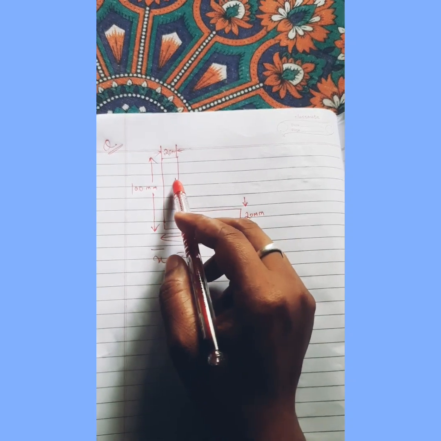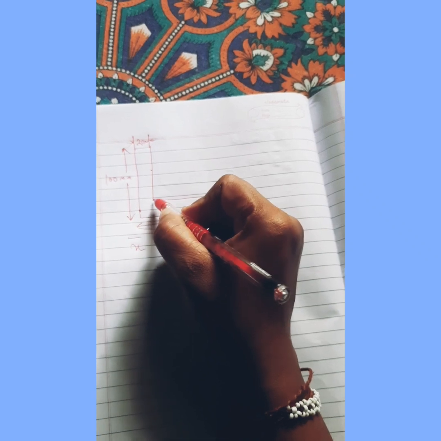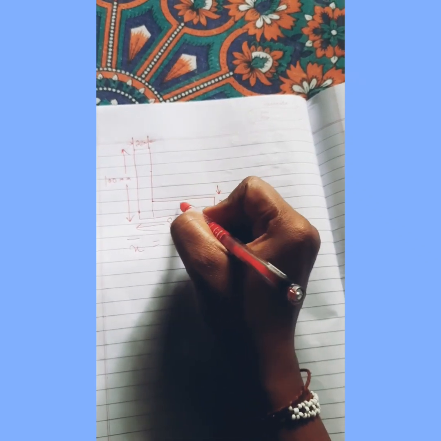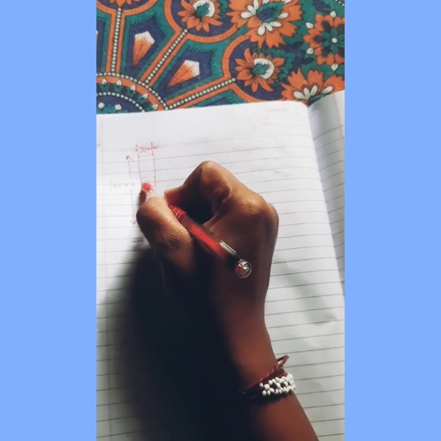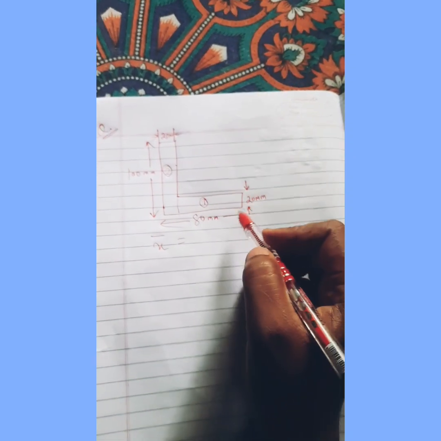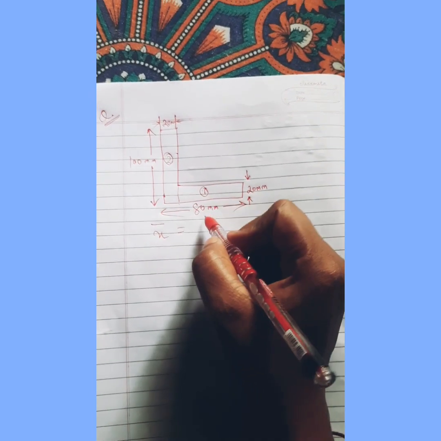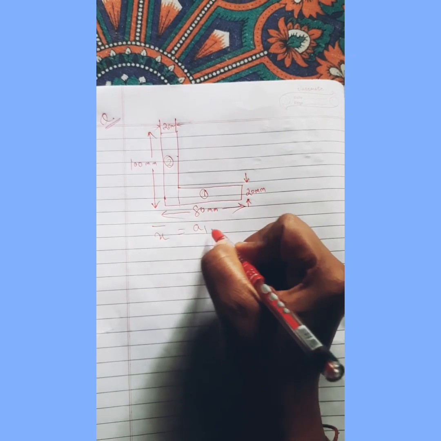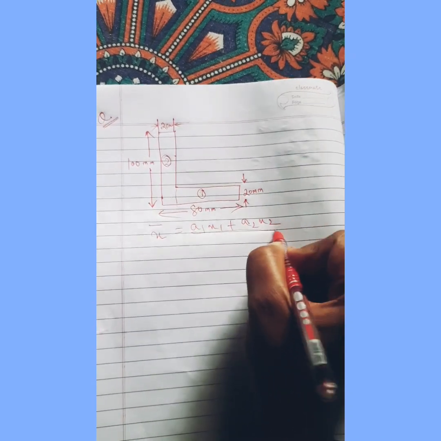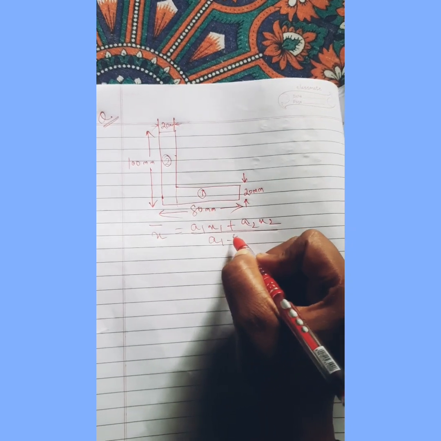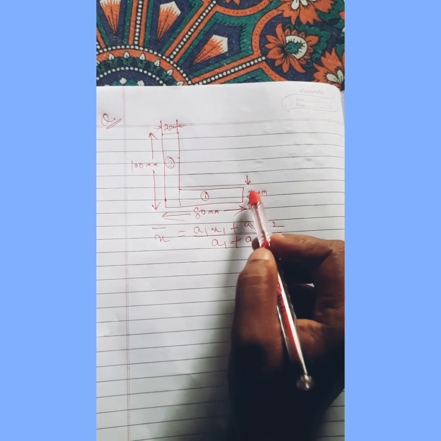It is a combination of two sections. We can divide it like this. This is section 1. This is section 2. So in this case, the formula for x bar equals a1 x1 plus a2 x2 divided by a1 plus a2.